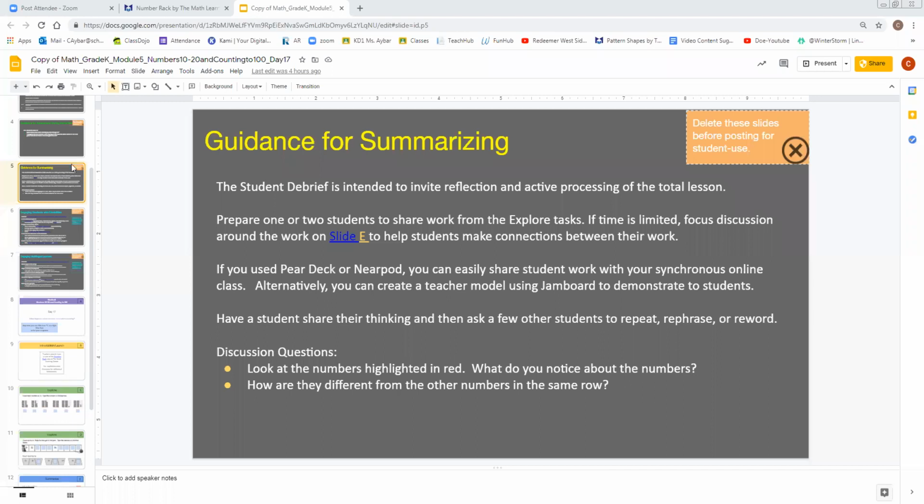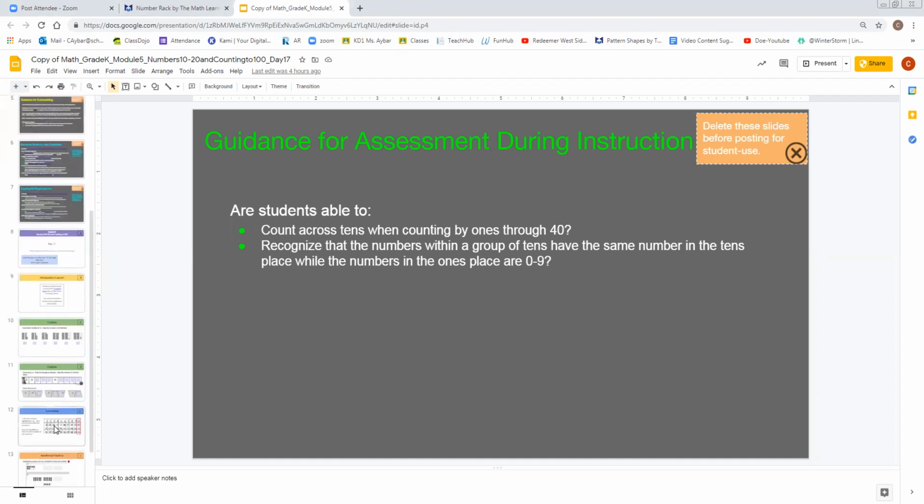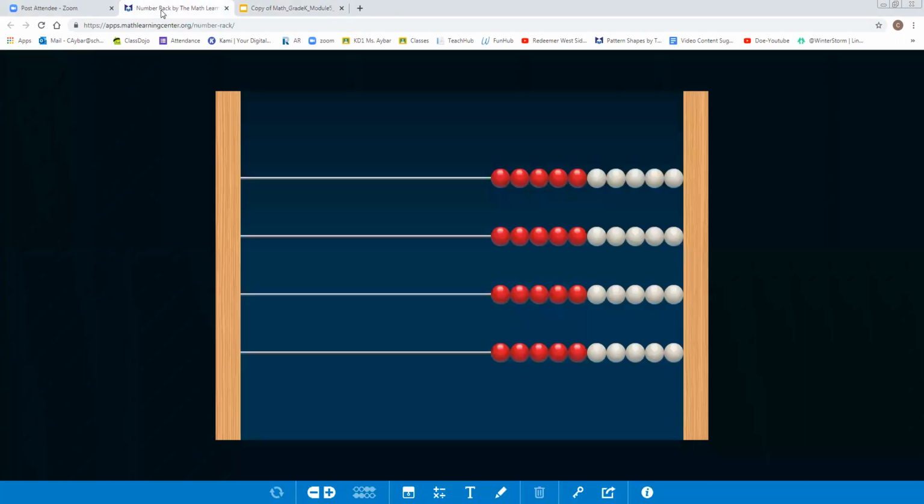The guidance for summarizing tells you why we use this, and it gives you a different way of asking the same questions. In addition to this, you also have this slide, the guidance for assessment during instruction. You can use these additional questions or any other way that you feel you might be able to assess your students, to really recognize whether they are mastering the work that you are presenting them with. Count across tens when counting by 1s through 40. Recognize that the numbers within a group of tens have the same number in the tens place, while the numbers in the ones place are 0 to 9. Your students might be able to do this using the summary slide, or you might need to show them the number rack again. Whichever way you need to do it, go ahead and get it done for your students, because only you know what is best for them.